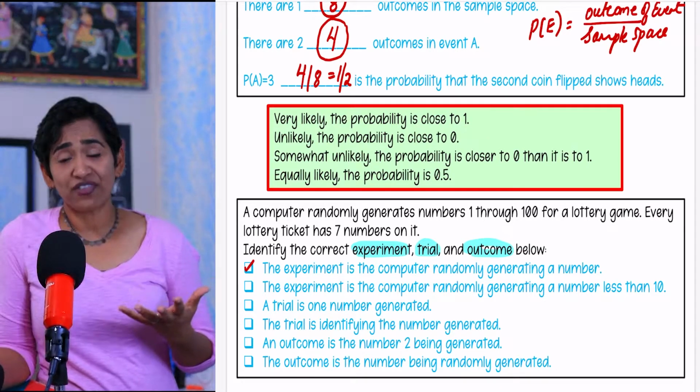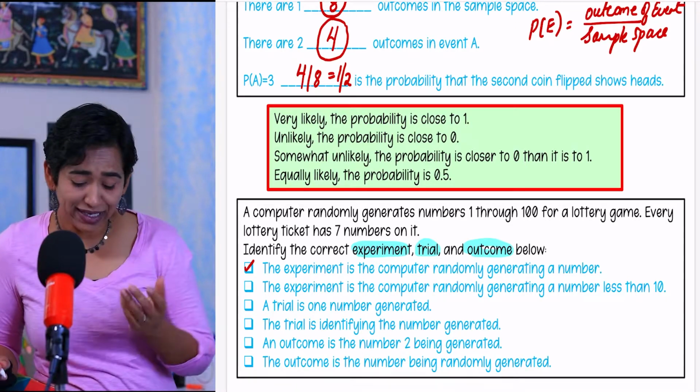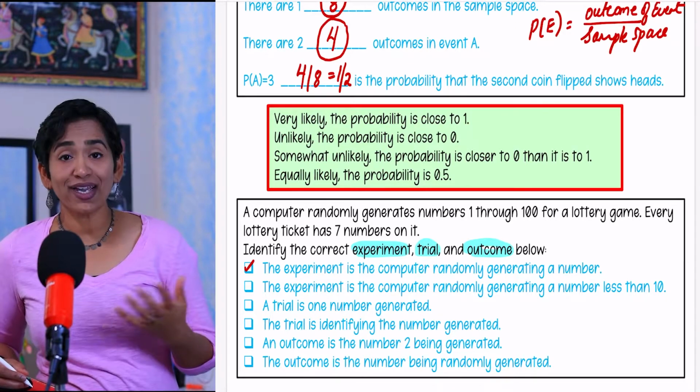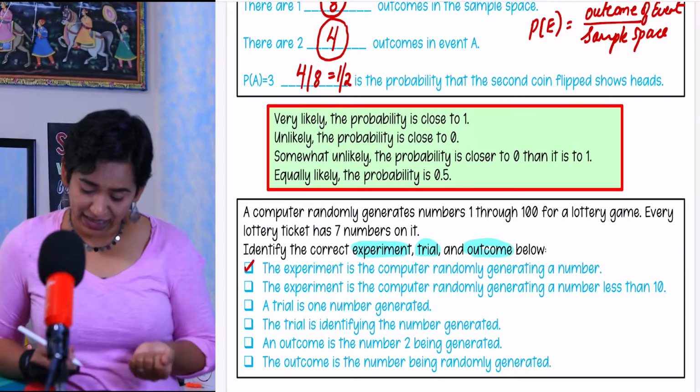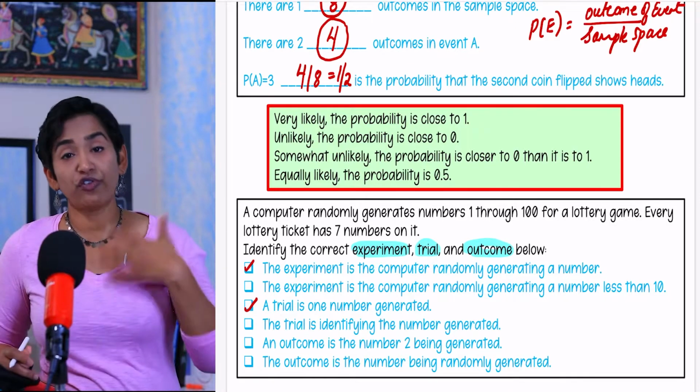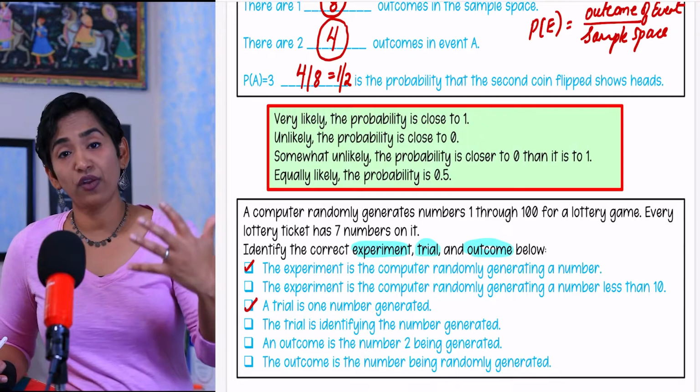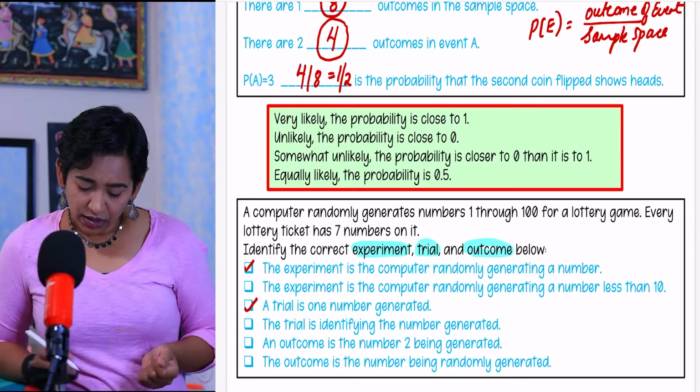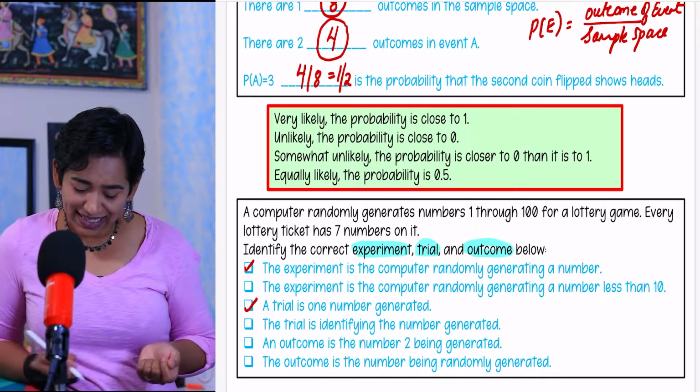They did not specify anything for less than or greater than 10, so that cannot be my option. A trial is one number generated. That is correct. So if I generate one number, that's the first trial. Generate another number, that's a second trial. So we finished with the trial. So let's see the next one.